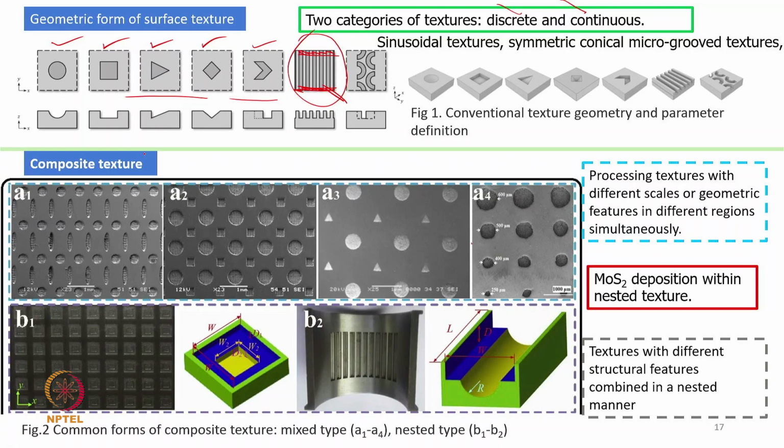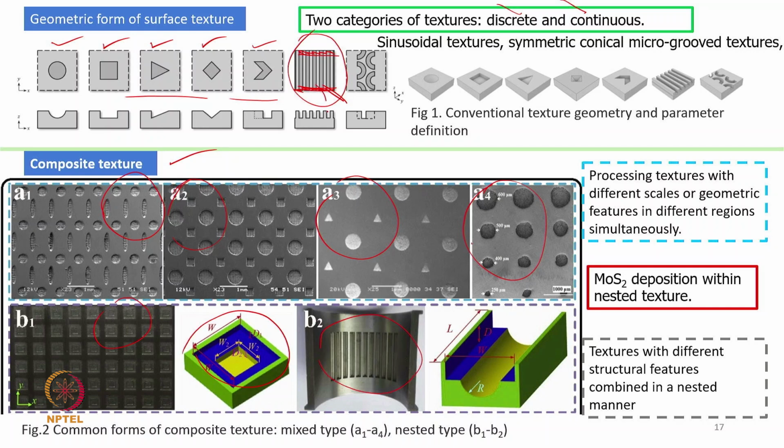Again, as I mentioned, showing various textures, there are composite textures. In one surface itself we have two different kinds of texture in A1, A2, A3 and A4 also. There are different sizes, and this is a nested texture. We texture inside a texture, texture inside a texture, and this is what I was mentioning.